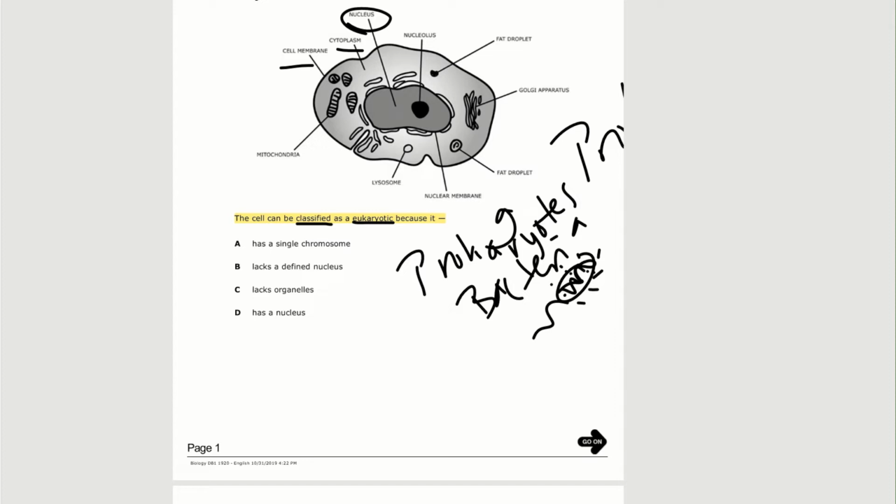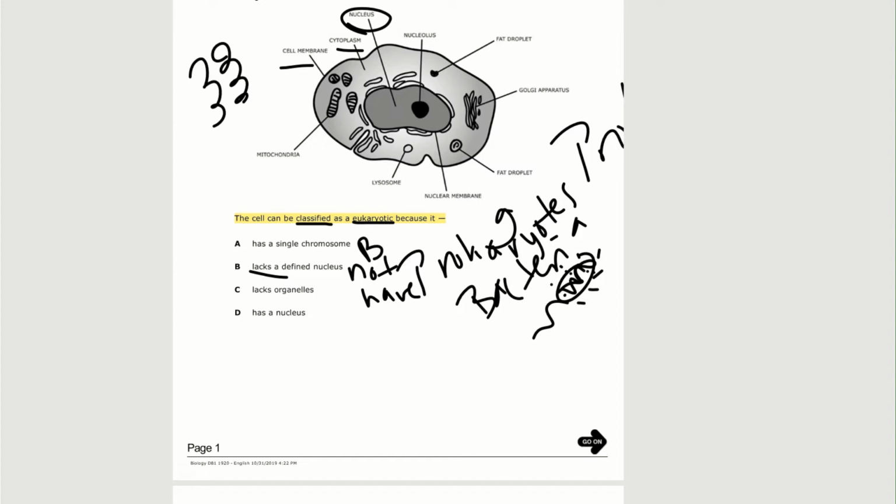So the answers, has a single chromosome? Well, the bacteria does. So I'm going to put a B for bacteria. We have 23 little X's, right? Little squiggles. Lacks a defined nucleus. What does that mean? Lacks. You need to know that lacks means not have. It does not have it. You look at the picture on top. Does it have a nucleus? Yes. So that's not your answer either.